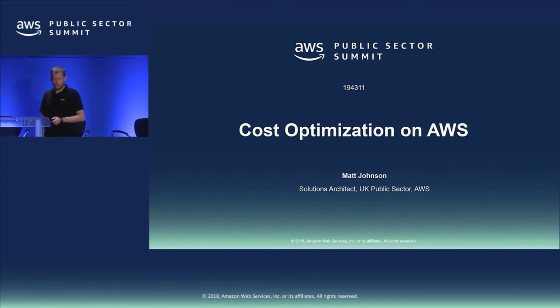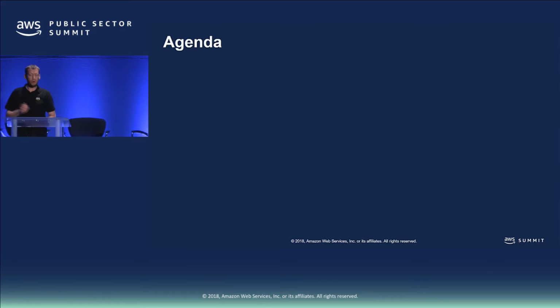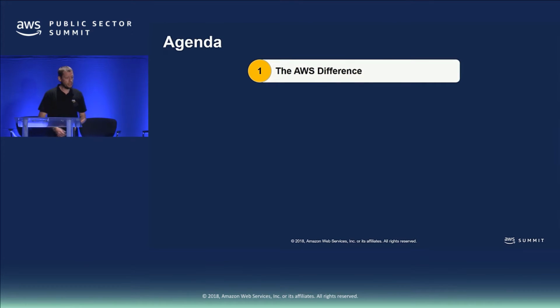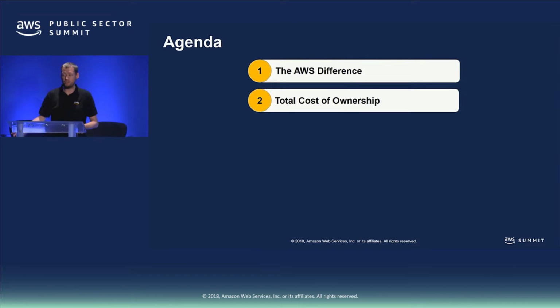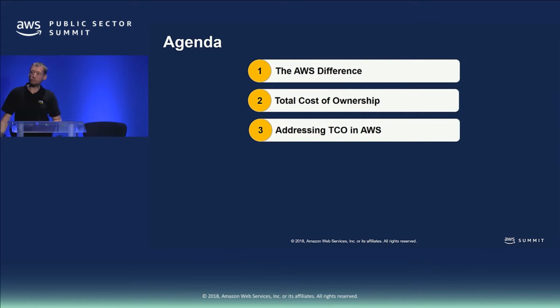So, cost optimization on AWS. Just to give some idea what we're going to be covering today. We're going to look at the AWS difference. I'm sure you've heard this many times before. I'll keep it nice and brief. We're going to look briefly at total cost of ownership and what that means from not just an on-premises perspective, but also a cloud perspective. We'll look at how we address it in AWS. So this means how we look to lower your overall total cost of ownership and work it out within AWS.